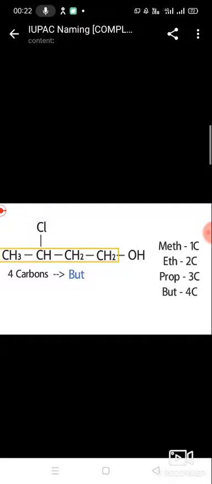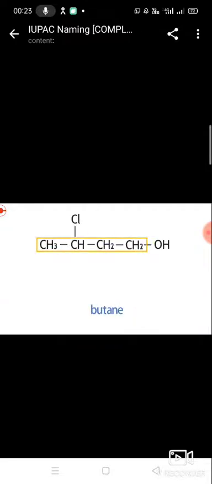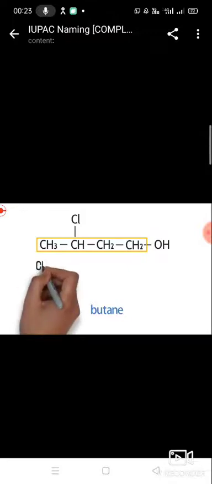Then we have to say it as butane. So 1 carbon means methane, 2 carbon ethane, 3 carbon propane. Here 4 carbons are there, so we start with but. 4 carbon means but. If it is a single bond, butane. If it is a double bond, butene. If it is a triple bond, butyne. So ANE means alkane, ENE means alkene, YNE alkyne. So the long chain, main chain is butane.